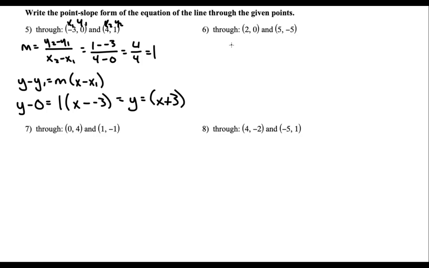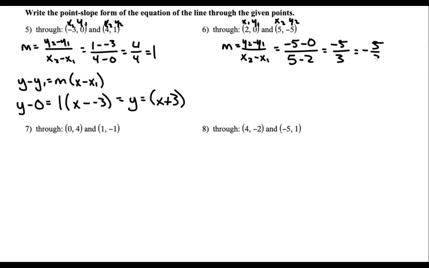For our next problem, once again, we have to come up with our slope. The slope is going to be equal to y2 minus y1 over x2 minus x1, where I'll call this x1, y1, x2, y2. So this is going to be equal to -5 minus 0 over 5 minus 2. That's equal to -5 over 3, which is equal to -5/3.